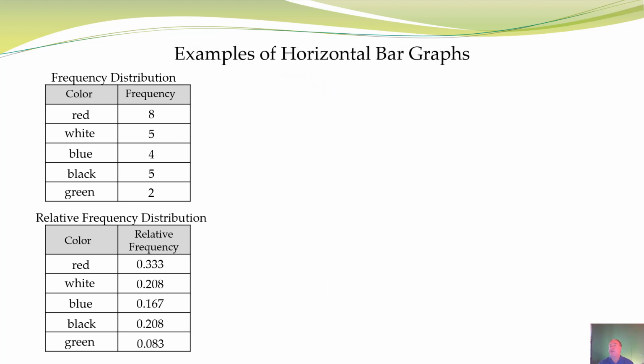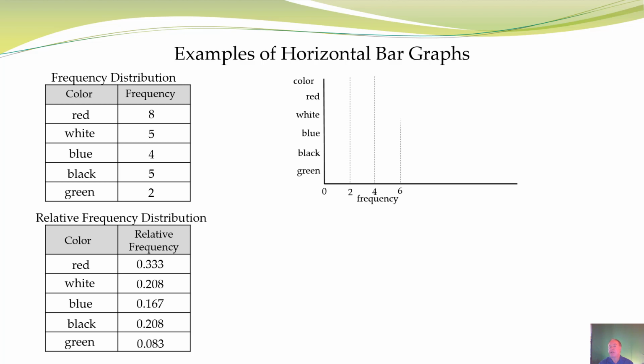Okay, examples of the horizontal bar graphs. Same two distributions, this time we're going to do it horizontally. So we draw our axis, label our vertical axis with the categories, our horizontal axis with the frequency this time. Now we draw horizontal bars. Red would go out to 8. White would go to 5, blue would go to 4, black would go to 5, green would go to 2.